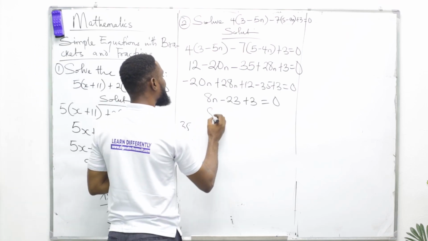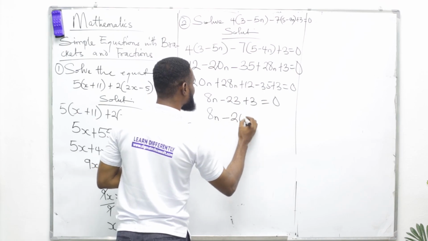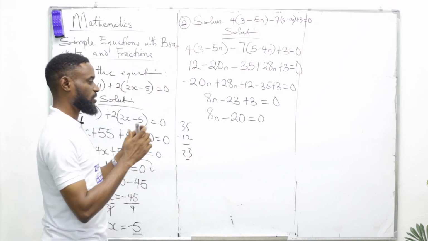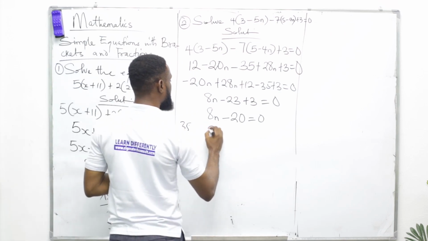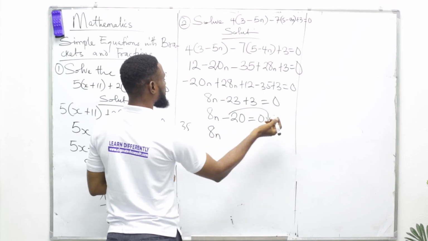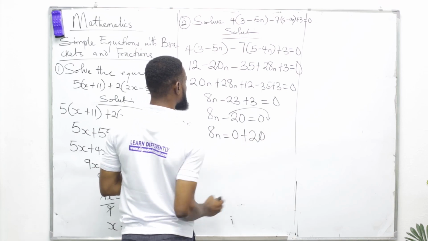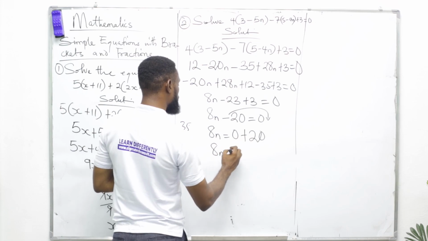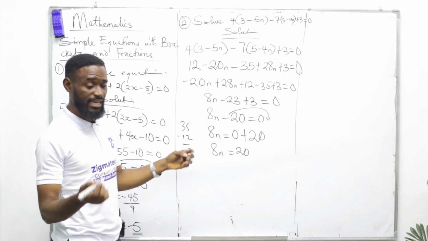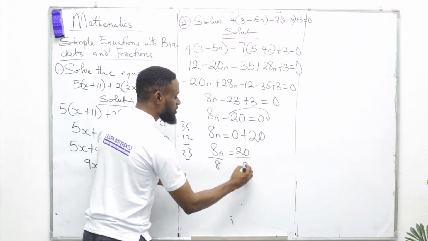So this will mean 8n minus 20 is equal to 0. Get that? Okay, so this will now mean 8n, because this will take minus, this move over to this place, will now be equal to 0 plus 20. So 8n will be equal to 20. So divide both sides by the coefficient of n so that we can get the value of n. So this over 8, which is the coefficient of n, over 20, over 8 again.